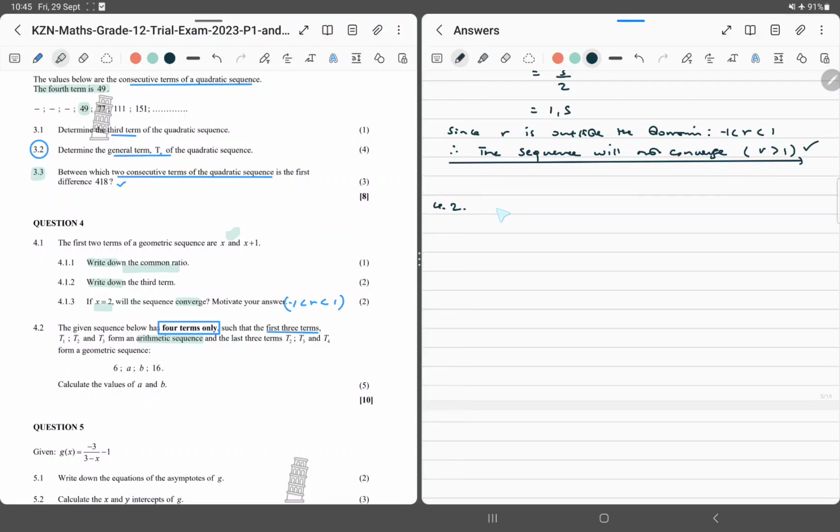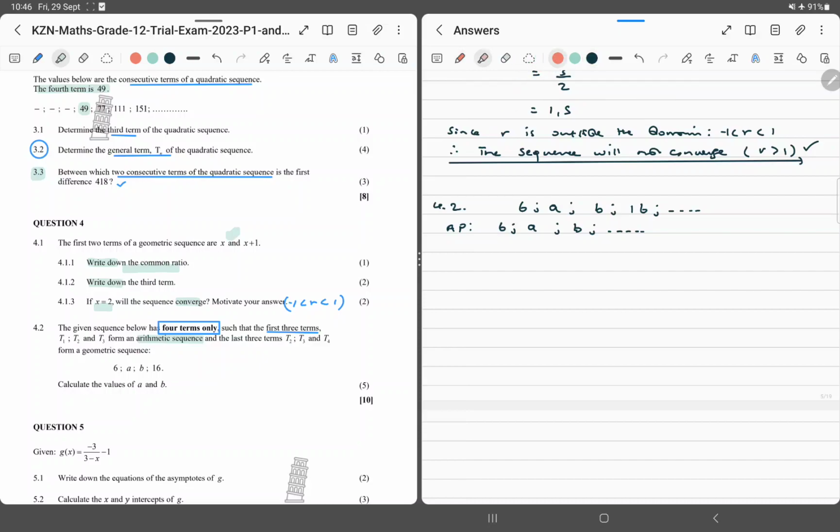So we know that we've got this sequence, 6, A, B, 16, and then this goes on. We don't care what it is, but you can see this one is smartly put. So we are told here that the AP, which is the arithmetic progression, is T1 to T3. So this is 6, A, and B. And then this one goes on.